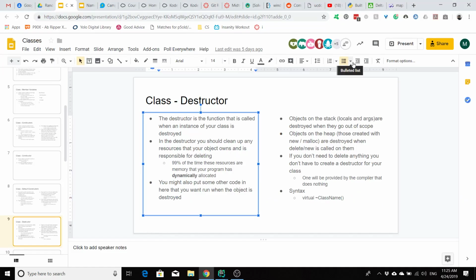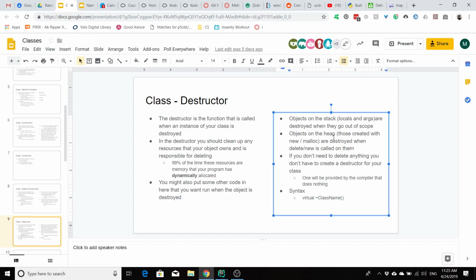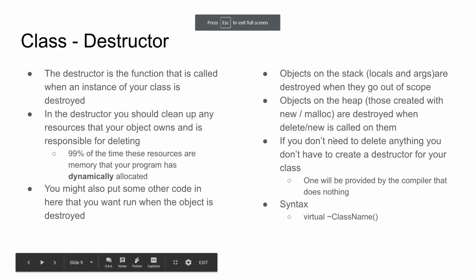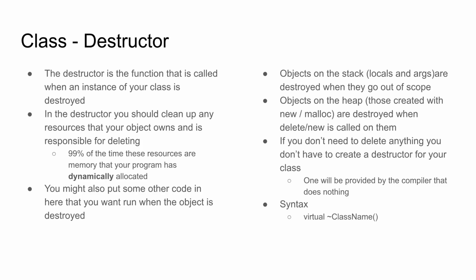Okay. So the opposite of a constructor is a destructor. This destructor is the function that's going to be called when an instance of your class is destroyed. So this might be because you explicitly called delete on it, which we'll see later, or because it went out of scope. This function is what gets called to clean stuff up.